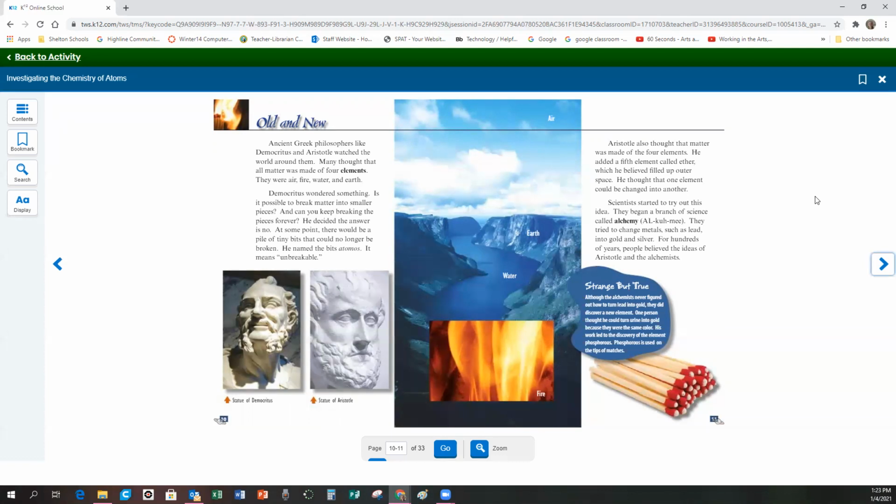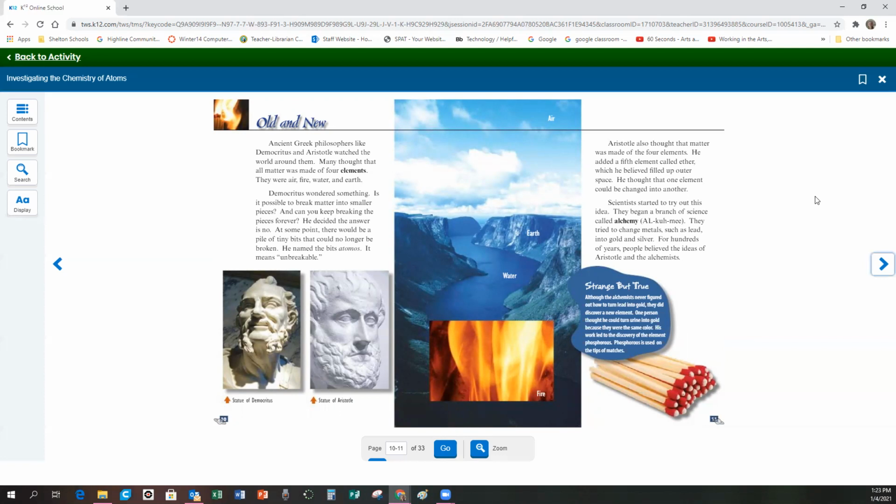For hundreds of years, people believed the ideas of Aristotle and the alchemists. And although the alchemists never figured out how to turn lead into gold, they did discover a new element. One person thought he could turn urine into gold because they were the same color. His work led to the discovery of the element phosphorus.